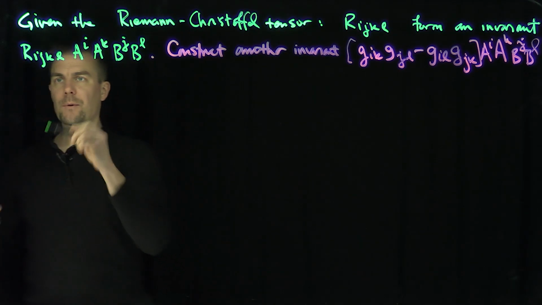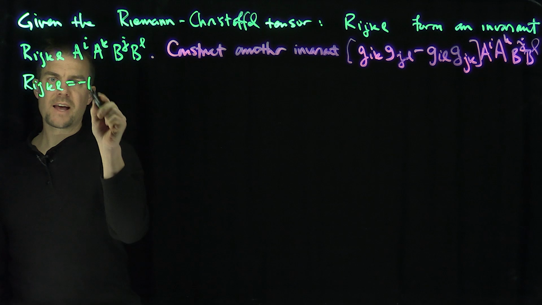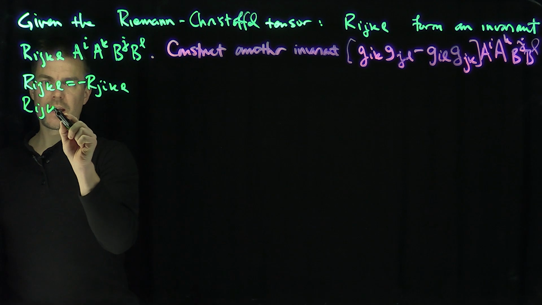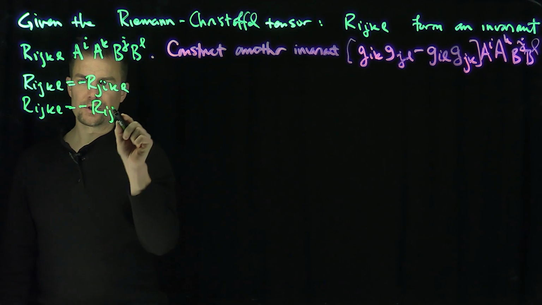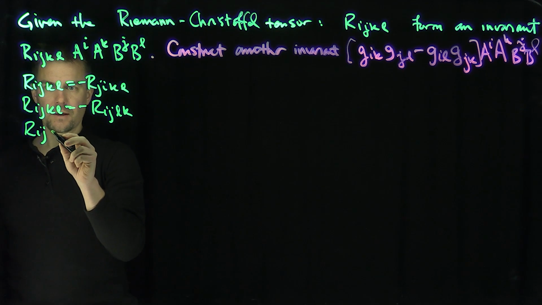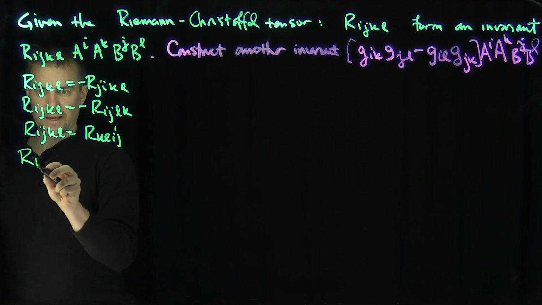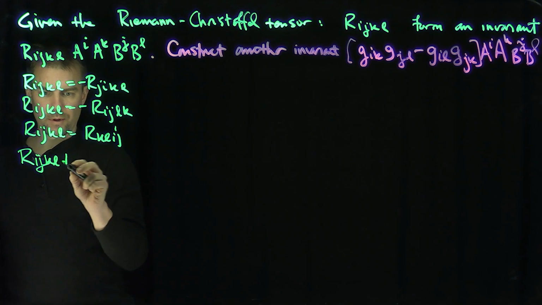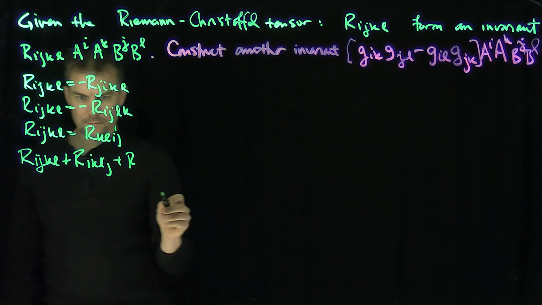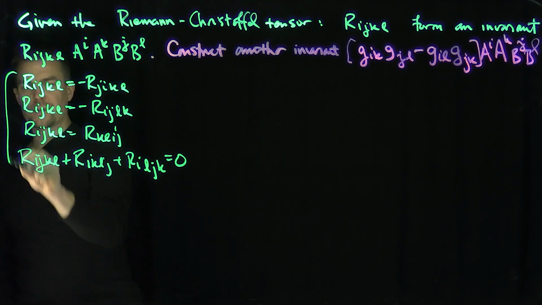We recall that R_ijkl is negative R_jikl. I know that R_ijkl is negative R_ijlk. I know that R_ijkl is R_klij. And then I know the Bianchi identity, that R_ijkl plus R_iklj plus R_iljk is equal to 0. So these are the symmetries of the Riemann tensor.